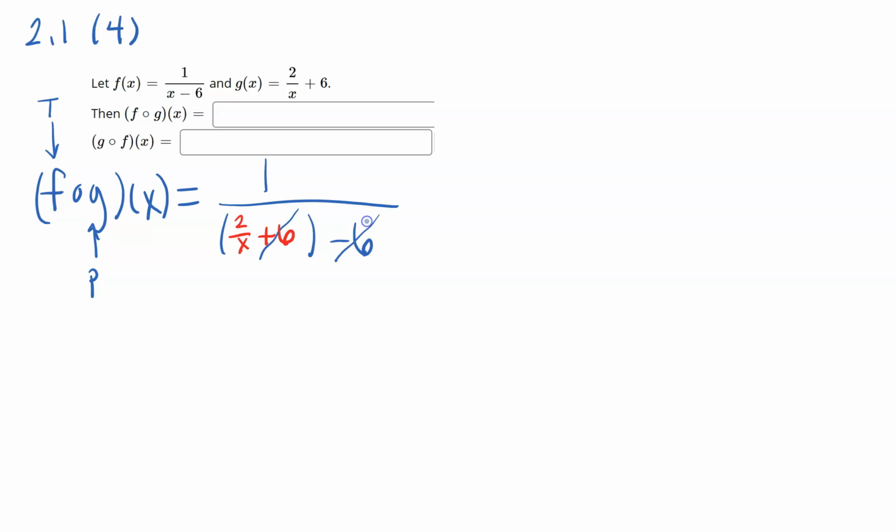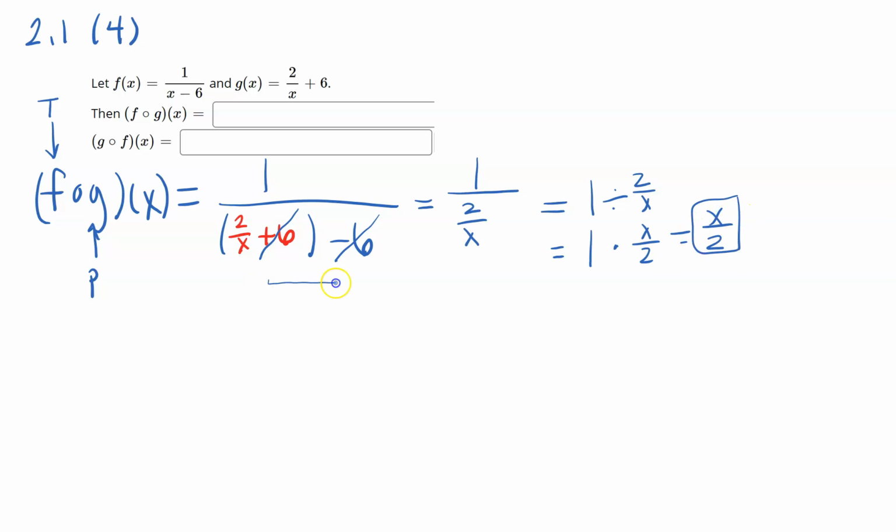The plus 6 and minus 6 are going to cancel. So it gives me 1 over 2 over x. And then I'm going to think about how I work with fractions. This is 1 divided by 2 over x. You want to keep it, change it, flip it, or multiply by the reciprocal. So this would be 1. Keep it, change it to multiplication, flip the second. So that just gives us a value of x over 2.